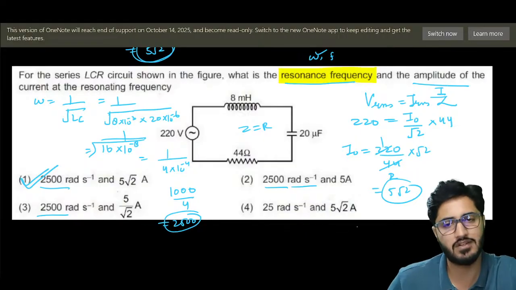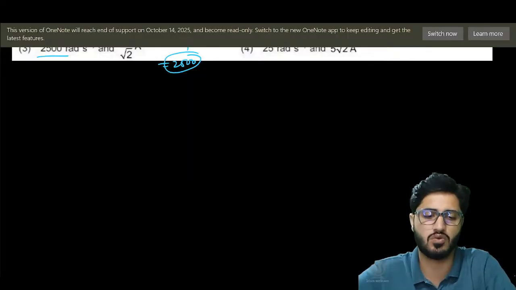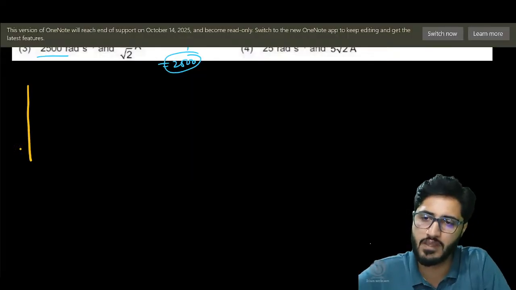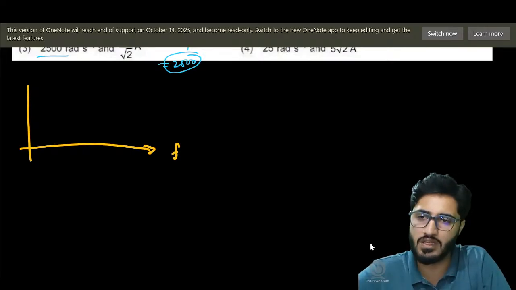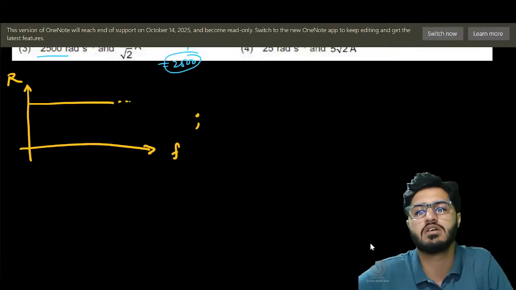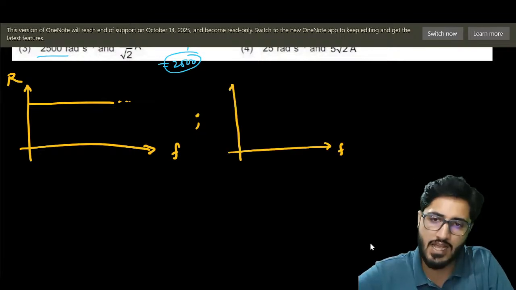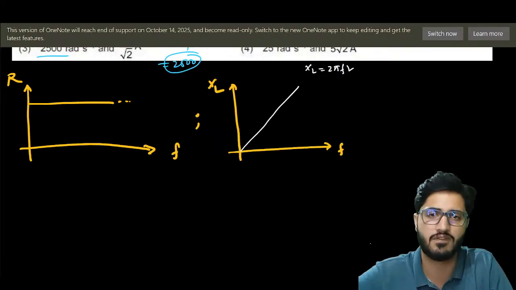Now I will just show you one particular point. Look now. If I tell you to make a graph between frequency and resistance, you will make a straight line. Do you know why? Because there is no effect of frequency on the resistance part. But if we are talking about frequency and XL, we know that XL equals 2 pi f into L. It is directly proportional. It is this one graph.